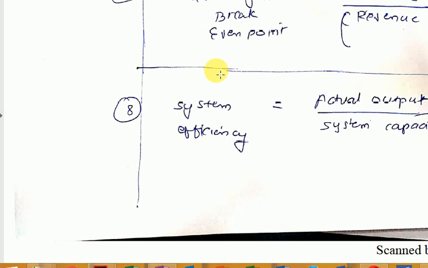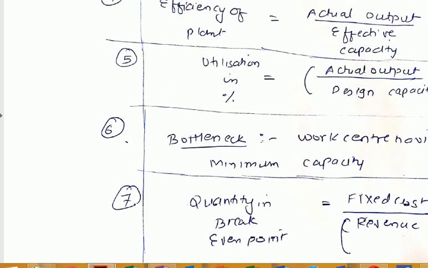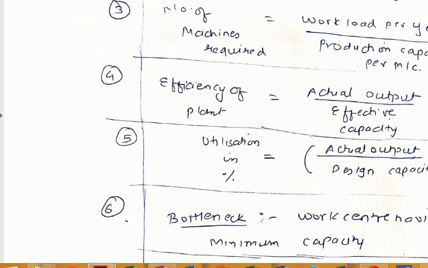After this, the last formula is system efficiency. What do you mean by system efficiency? Again the same thing, actual output upon system capacity. If you understand, the actual output is common for finding out the system efficiency, as well as for the utilization, as well as for the efficiency of the plant. It is common for all these things.